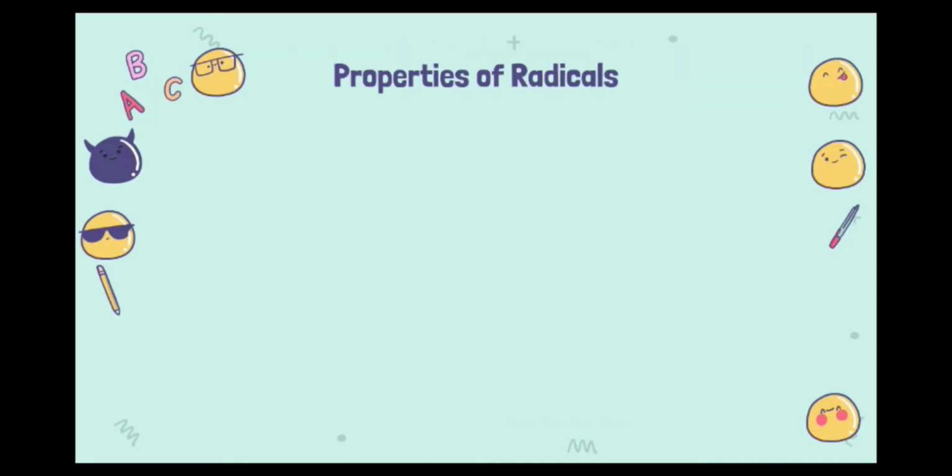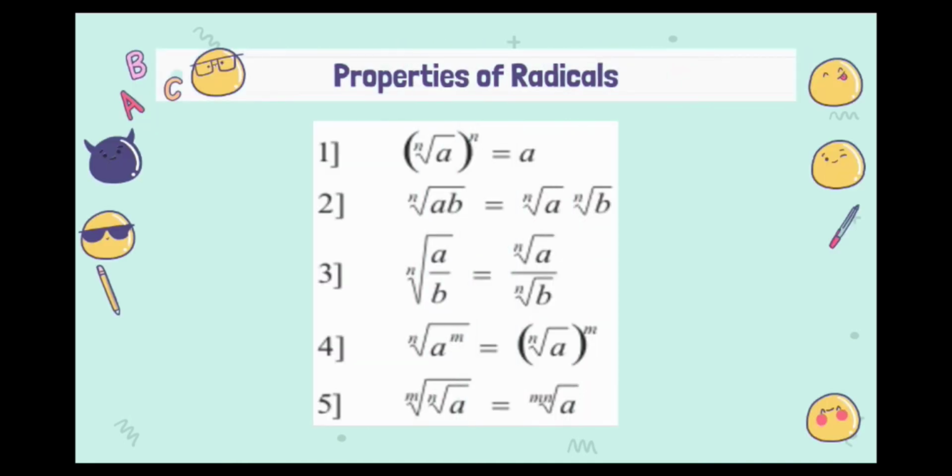Properties of radicals. Look at the first property. Nth power of nth root of a is a. How? As you know, we express the power as a quotient, and in the quotient we write exponent in numerator and index in denominator. Here exponent is n and index is also n. So n divided by n is 1. So we have only the value of a.